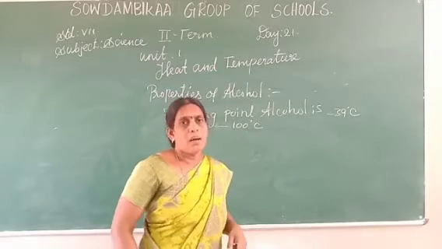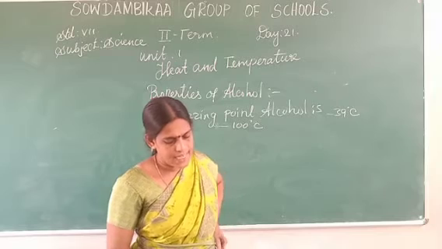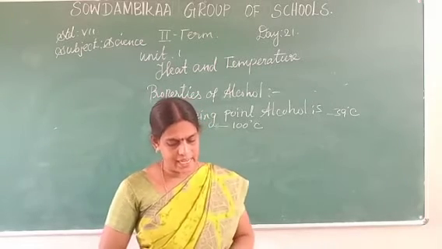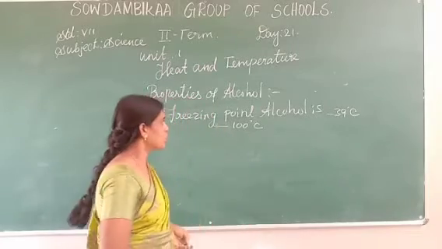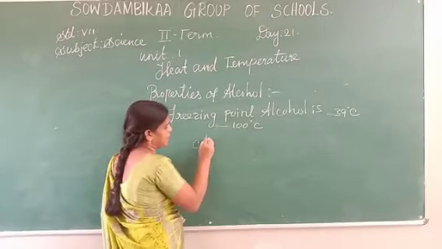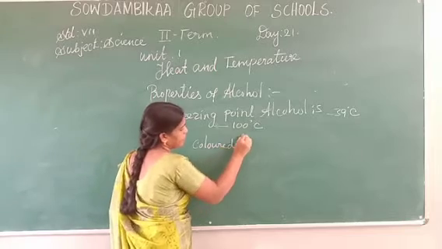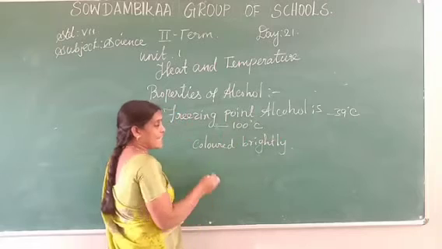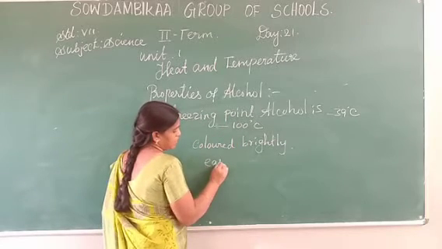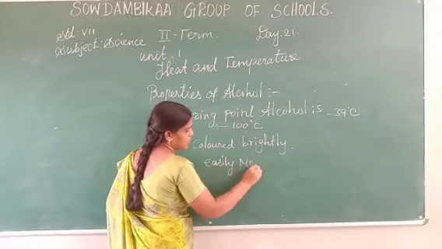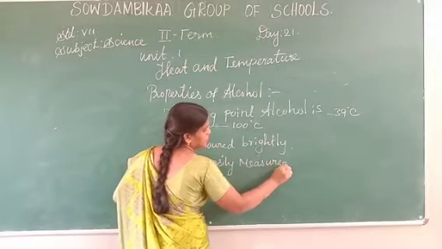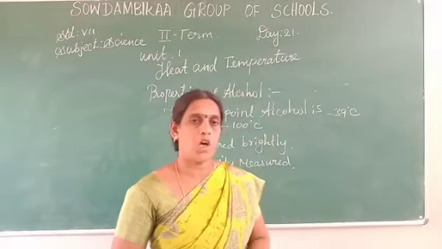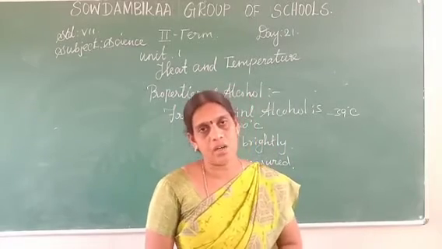Its expansion per degree Celsius rise in temperature is very large. It can be colored brightly, hence it is visible easily. So the alcohol is colored brightly and easily measured. Students, are all clear about the properties of alcohol and mercury?